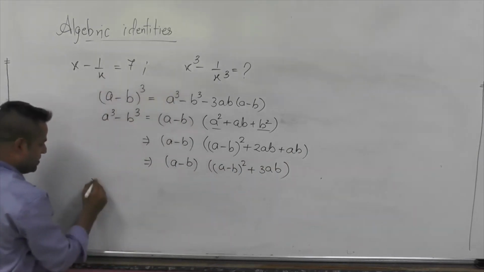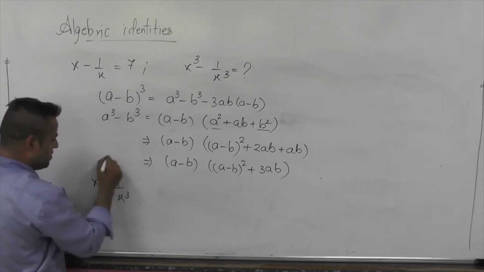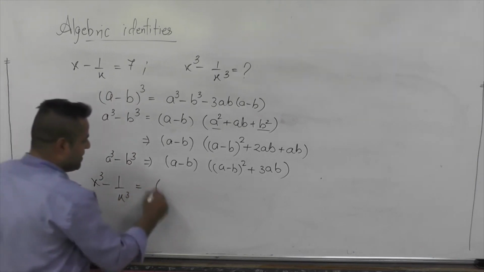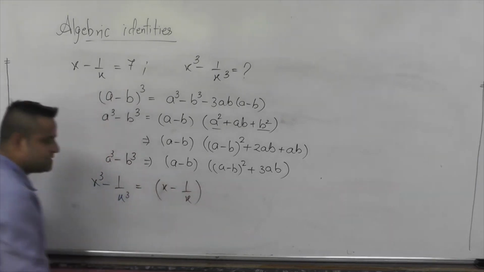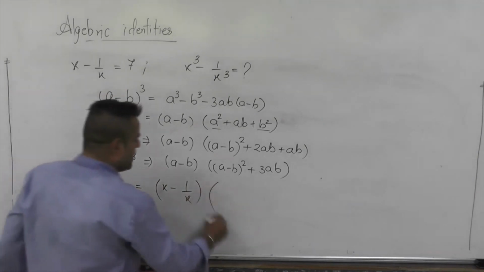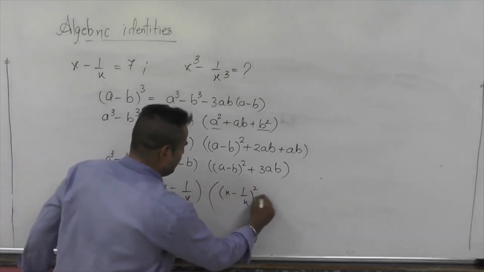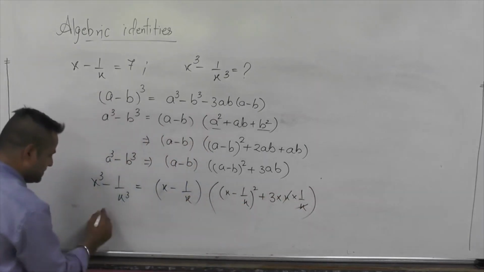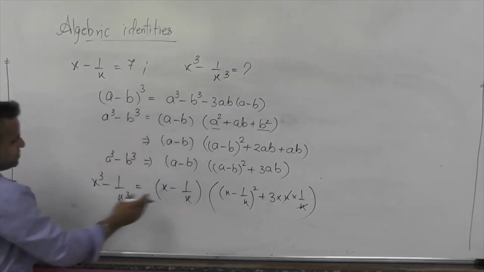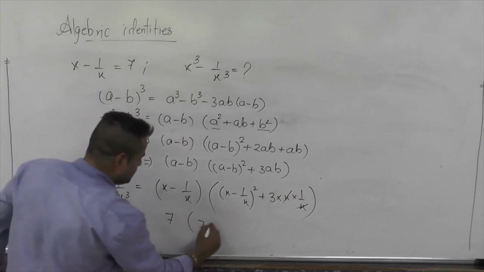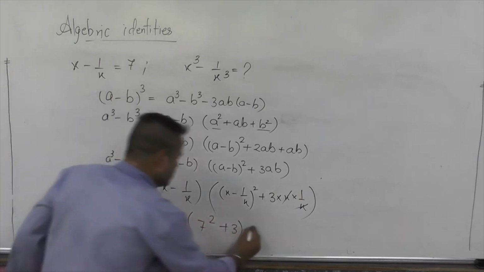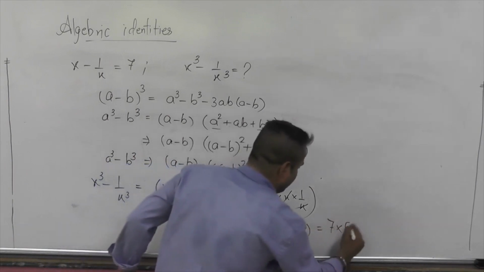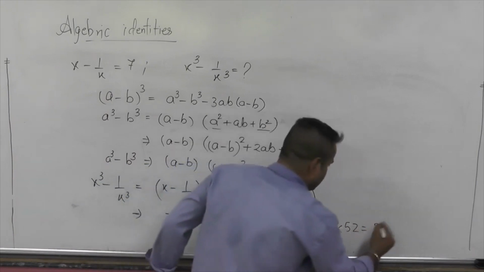We need to find x cube minus 1 by x cube, using the formula for a cube minus b cube. So our a is x and our b is 1 by x. Now apply that formula. In place of a I am writing x, in place of b I am writing 1 by x. In brackets, x minus 1 by x whole square plus 3 times x times 1 by x. Now I am trying to solve it. This x will get cancelled. So x cube minus 1 by x cube will be 7 times (7 square plus 3). So 7 square is 49, plus 3 is 52, and 7 into 52 is 364.